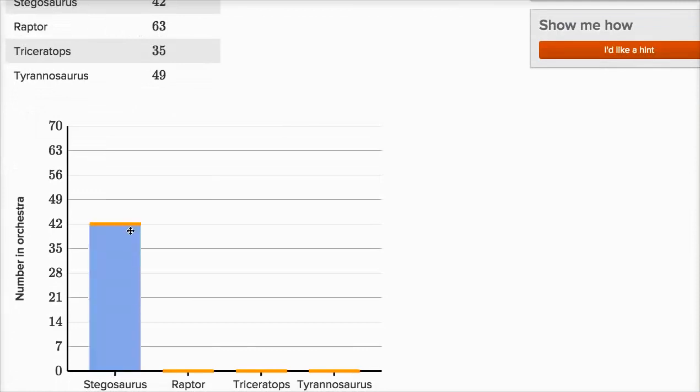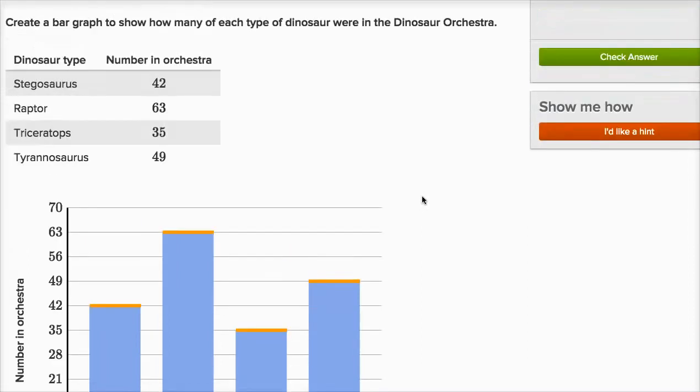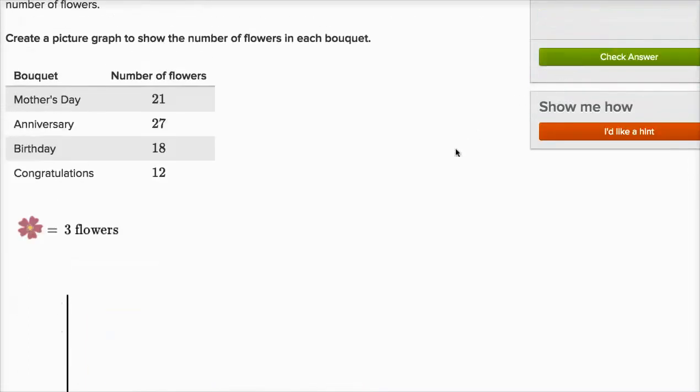So there are 42 Stegosauruses, 63 raptors. So let me move the raptor up to 63. 35 Triceratops. And then you had 49 Tyrannosaurus. 49 of these. So fairly straightforward. So let's do a couple more of these.